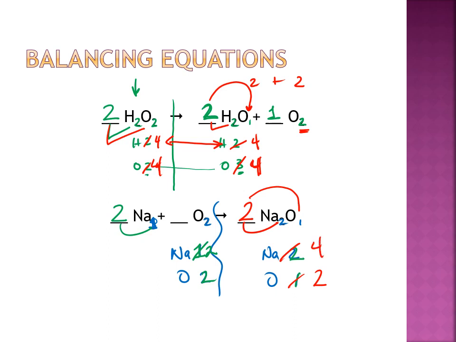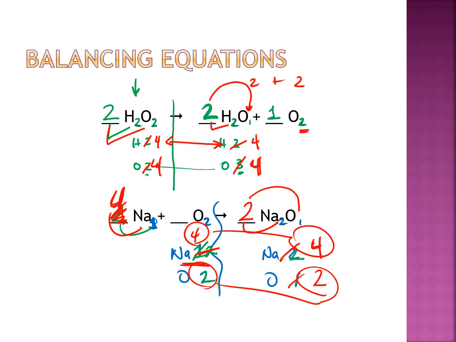So when I made my oxygens match, I messed up my sodiums again, but that's okay because this is a beautiful process of guess and check and guess again and check again. So now that I have 4 sodiums, I'm just going to go back over to my reactant side. I'm going to change that 2 to a 4. I'm just going to scribble out that 2 and make it a 4. So now I have 4 times 1. I have 4 sodiums. 4 sodiums, 4 sodiums is a match. 2 and 2 is a match. And my final balanced equation, 4 sodiums, invisible 1 oxygen, 2 sodium oxides.